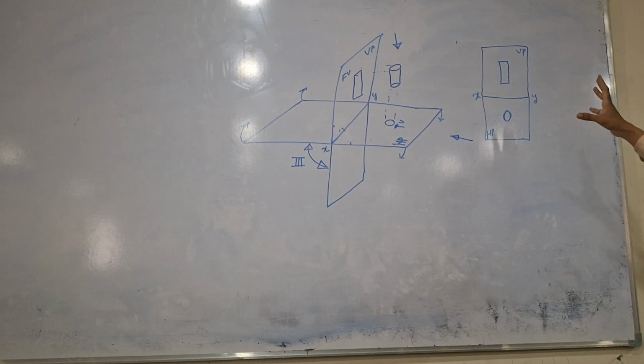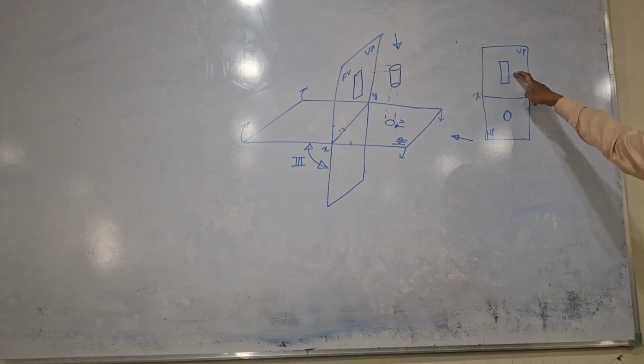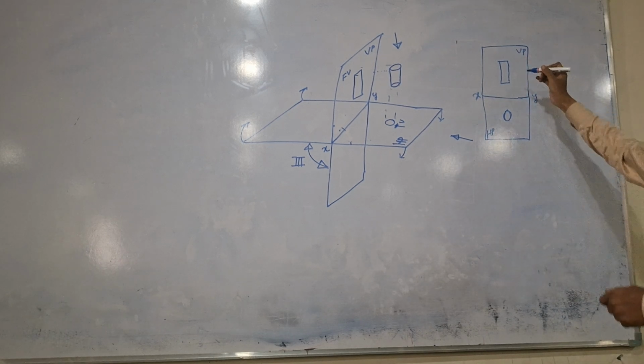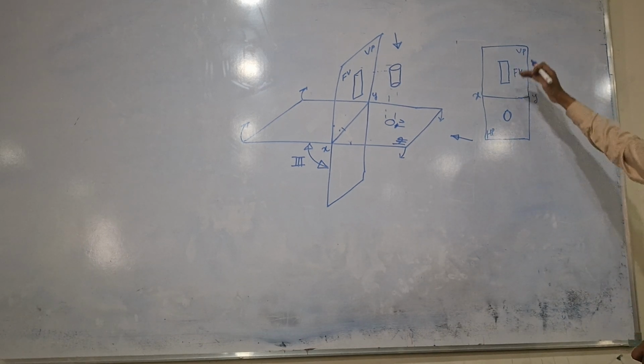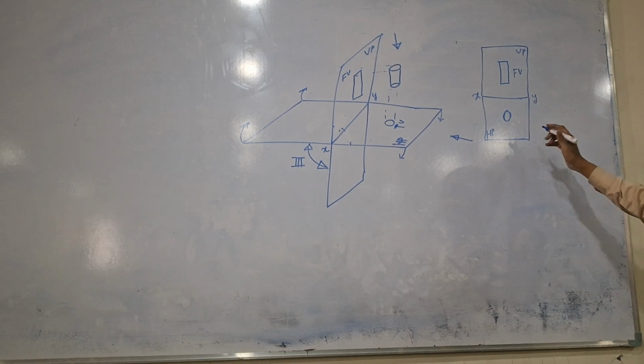In first angle projection, if the object is placed in the first quadrant, then this is the front view and this is the top view. Front view is above the XY reference line. Front view is above the XY reference line. Top view is below the XY reference line.